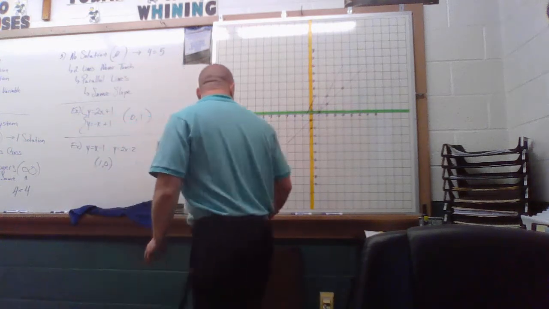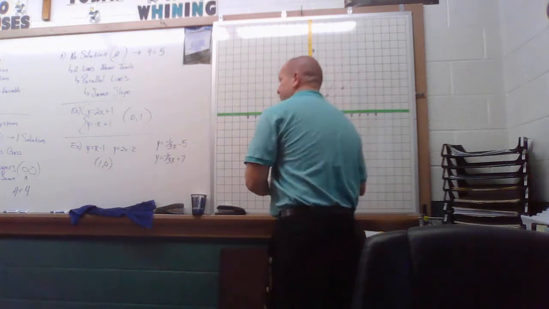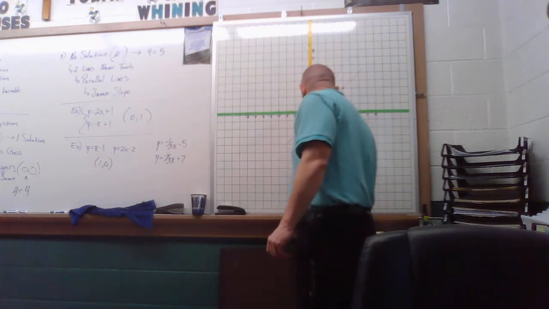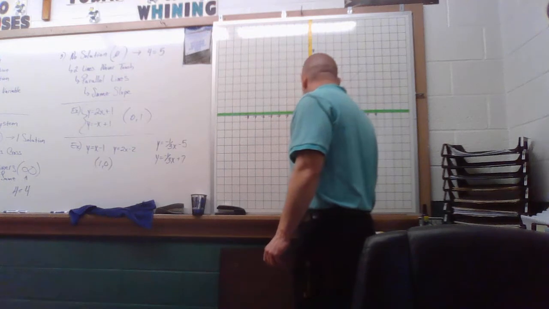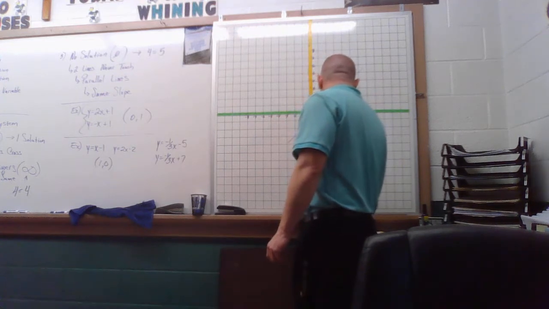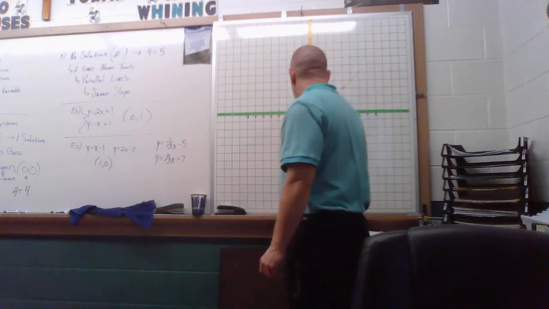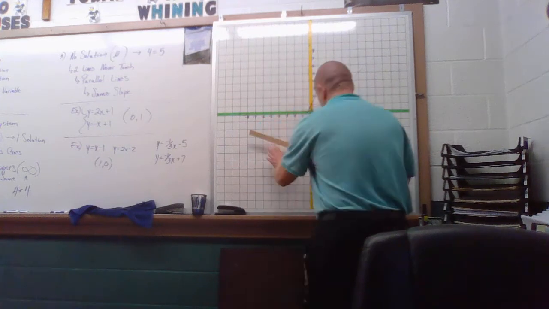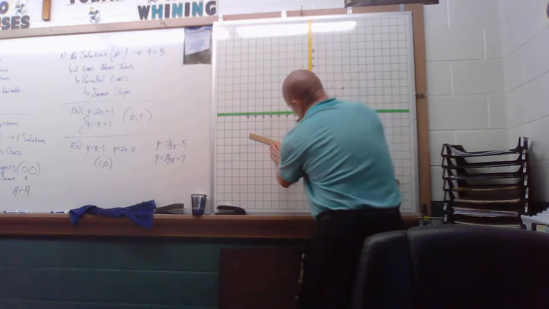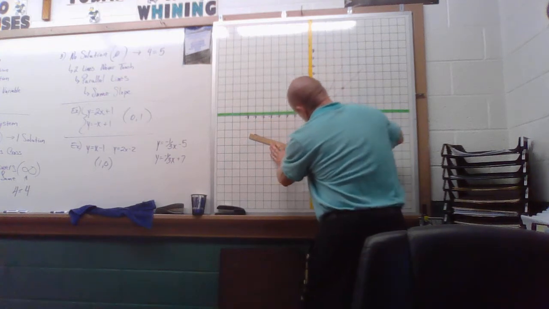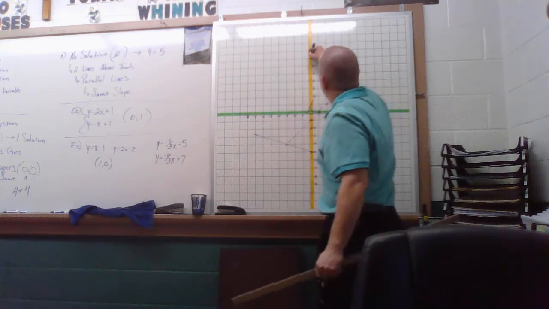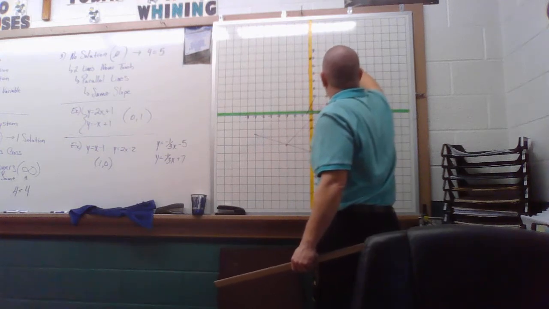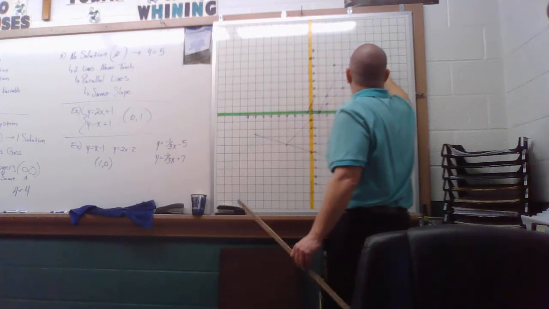Let's see. So how do I graph this? Go down 5, then what? Down 1 to the right 3. Up 1 to the right, left 3. Okay? So there's one of my lines. And then how do I graph the other one? Go up 7, down 1, and to the right. See what I'm saying now? Oh, yeah. Okay.